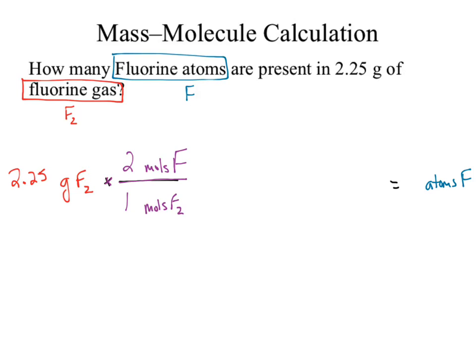What? This is really 2 moles of what? Atoms of F. This is 1 mole of molecules of F2. Mole is a scalar factor. Because that mole is the same in both cases, it's effectively negated. And what we're left with would be molecules of F2 and atoms of F.